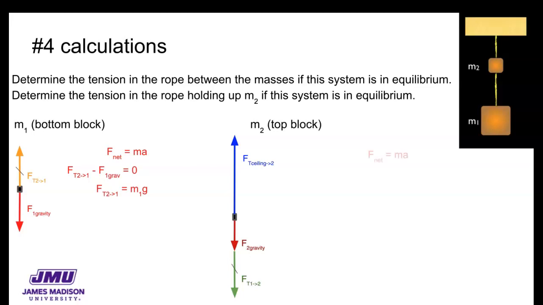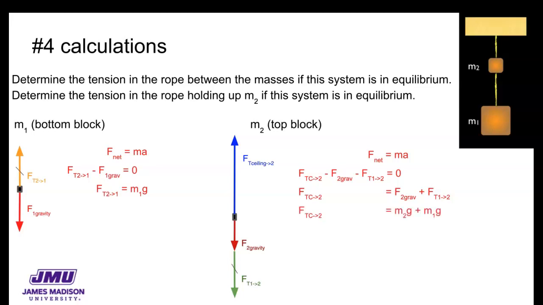And you'll see what I mean when I say that F net equals ma on block 2, and the net force on block 2 is the upward tension from the ceiling on 2 minus the force of gravity pulling down on 2 minus the force of tension from 1 to 2. And again, those other two are minus because they're pointed in a negative y direction. That whole thing equals 0 because the acceleration of block 2 is 0. And so now I can calculate that the force of tension from the ceiling to 2 is equal to the gravitational force on block 2 plus the tension force of 1 to 2.